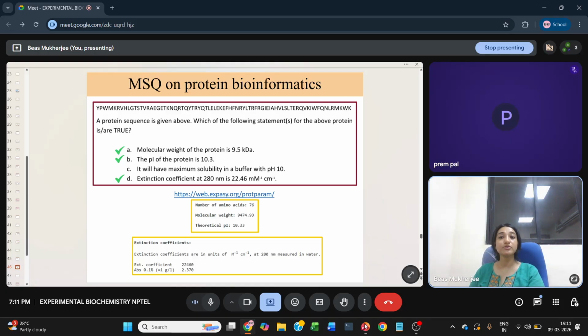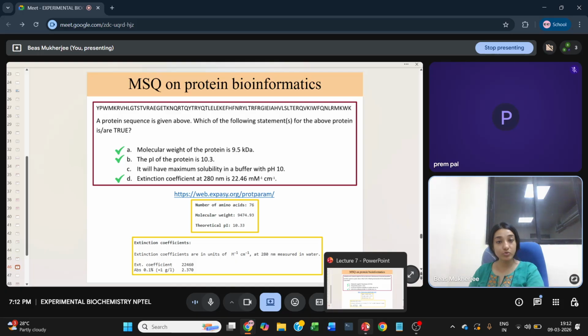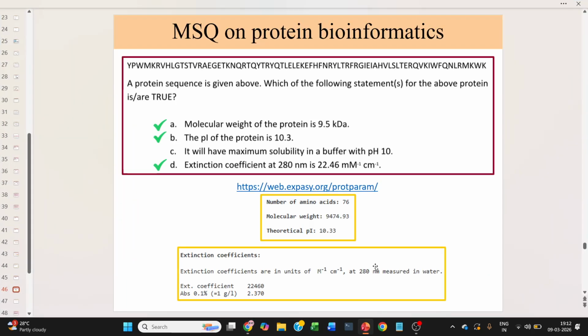It will have maximum solubility at a buffer of pH 10. That is definitely wrong because that is very close to its PI. So it will be insoluble, right? That is something that you can come to know about a protein just from the sequence of the protein.